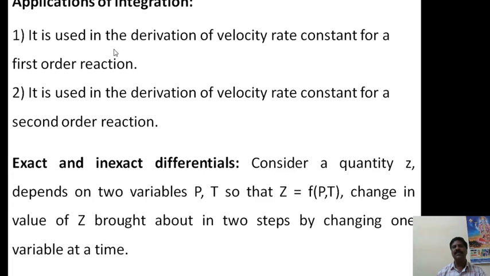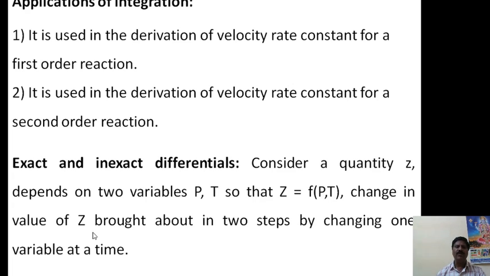Integration is also used in different areas of chemistry, which can also be studied. Then coming to exact and inexact differentials. For that, consider a quantity z that depends on two variables p and t, so that z is a function of pressure and temperature.